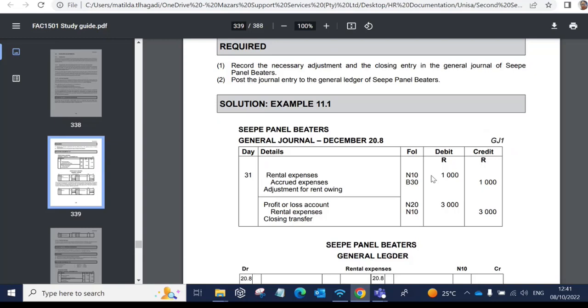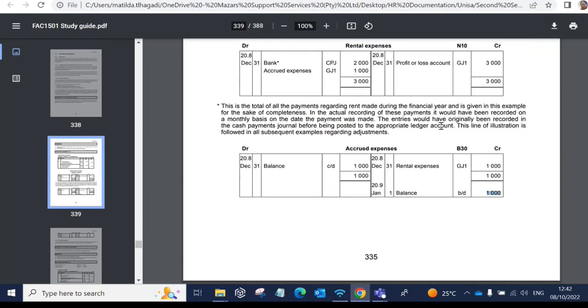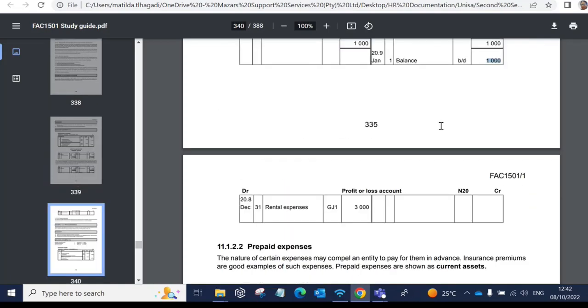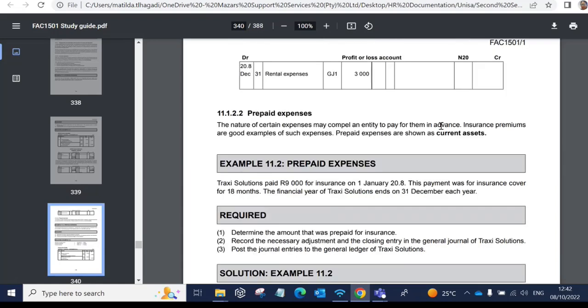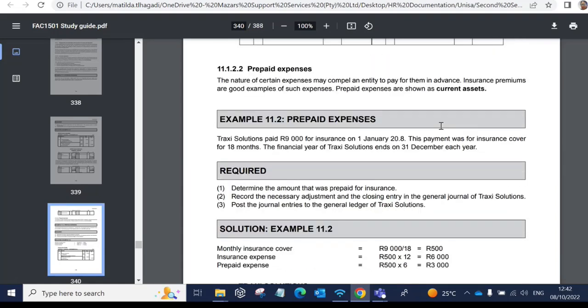So we now need to accrue for the 1,000 rand. How much is it? It's going to be 1,000 rand that's outstanding. So we're going to debit electricity with 1,000 rand and credit our accrued expenses with 1,000 rand. And then to profit and loss, we will have closed the full 12,000. Yes. Okay.